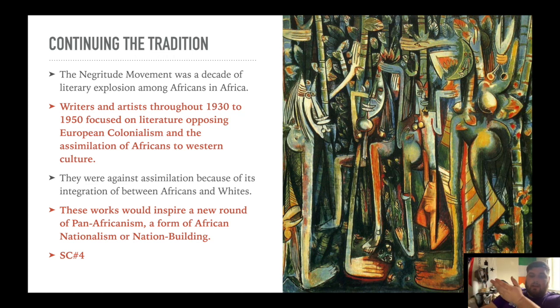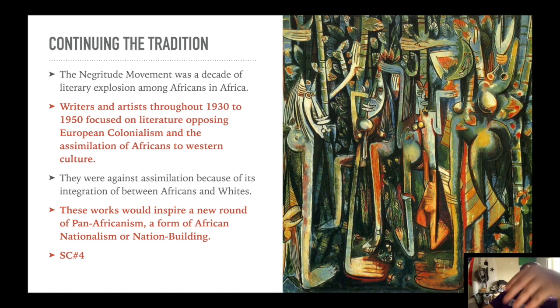So they were against assimilation because of its integration between African Americans and, not necessarily African Americans, but Africans and whites. So they really were against this intermixing idea at this point in time. They don't want to have Africans intermingling with whites and the cultures kind of clashing together. They would rather just keep them apart. These works would inspire a new round of Pan-Africanism, a form of African nationalism or nation building.